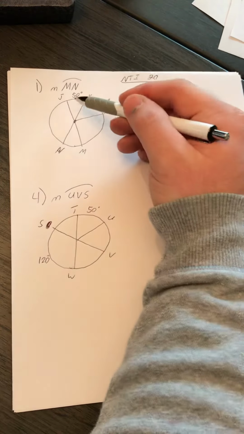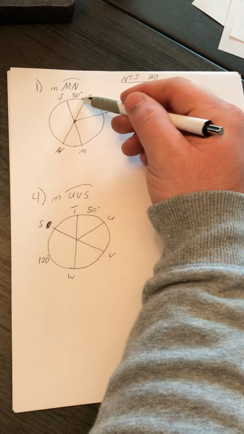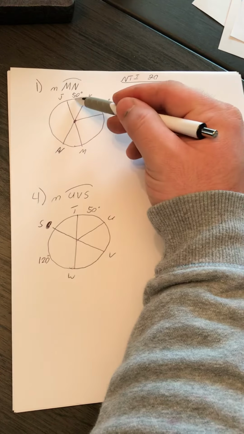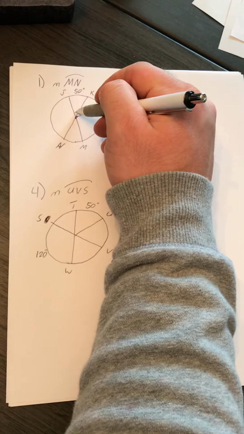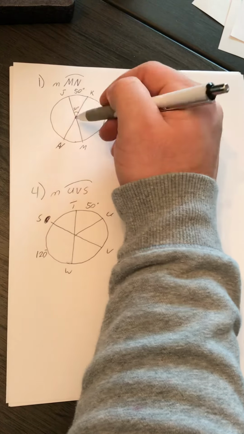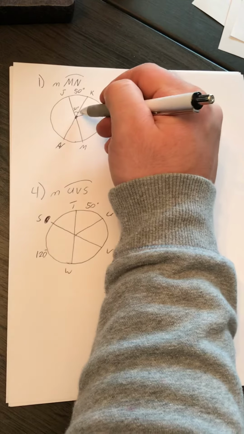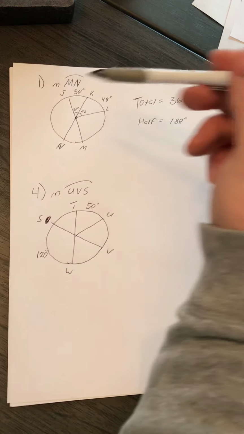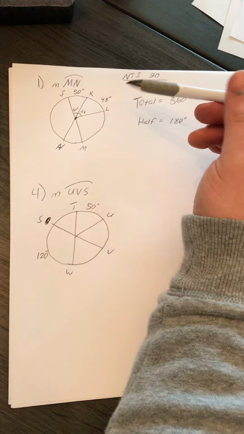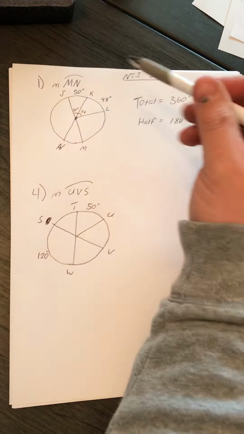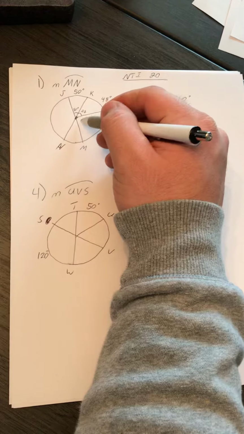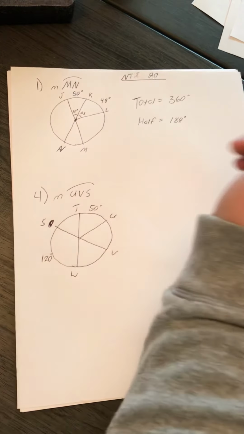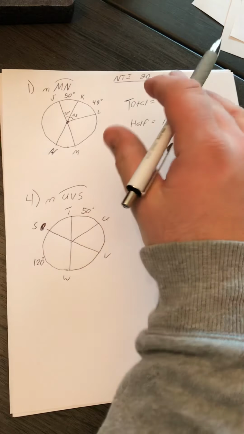Okay, if the outside arc length, so like JK, is 50, then this inside angle right here is also 50 degrees. They have to match. So if that one's 48, this one is 48. If it tells you the inside and asks you to measure the outside, that's really easy to do.